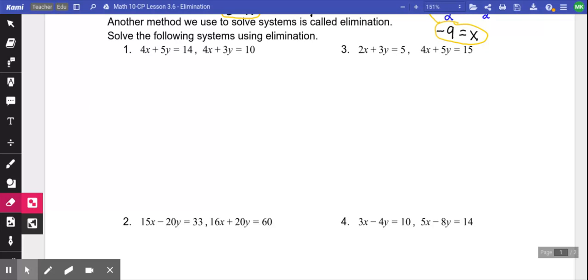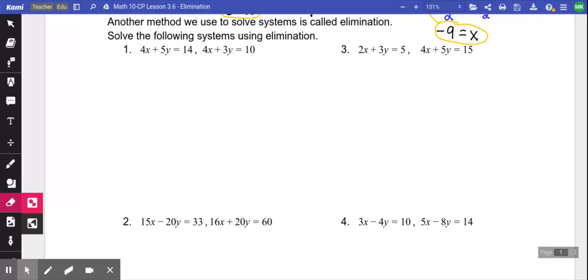Ideally, you recognize which one's easier to use and you use the easier one. Okay, let's move on to our second method. People usually like this one a little bit more. I like substitution. People usually choose elimination. Of course. Okay, number 1.